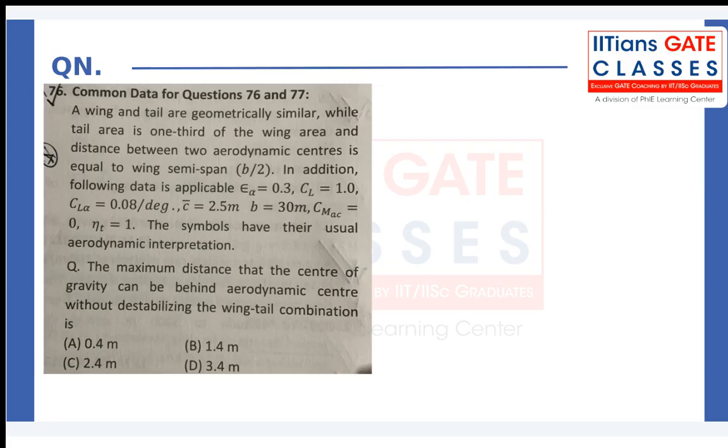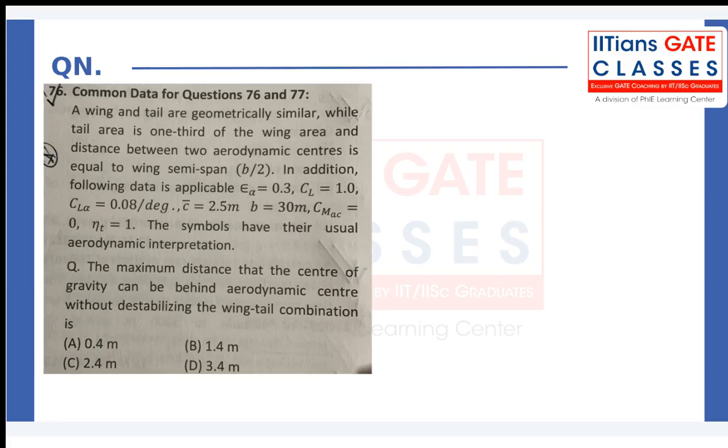All right, okay. So they've asked you, what have they asked you? The maximum distance that the center of gravity can be behind the aerodynamic center without destabilizing the wing tail combination. So we have seen questions where we saw what is the aft limit of center of gravity. So what this question is basically asking you is to find out neutral point, right? Is that much clear? The maximum distance that if you move the center of gravity beyond neutral point, the aircraft is unstable. So maximum distance is neutral point.